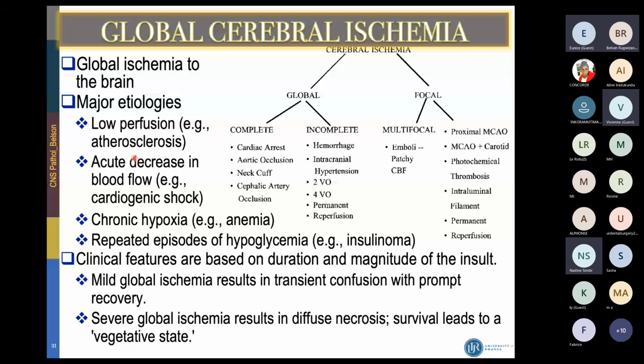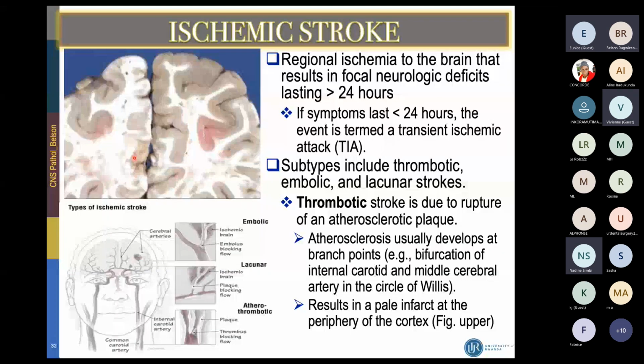So ischemic stroke is usually regional, it is not global, as I was explaining. So it results in focal neurologic deficits lasting for more than 24 hours. If symptoms are lasting for less than 24 hours, the event is termed transient ischemic attack. Transient ischemic attack. So it is like a stroke that is transient, that is what we call it.